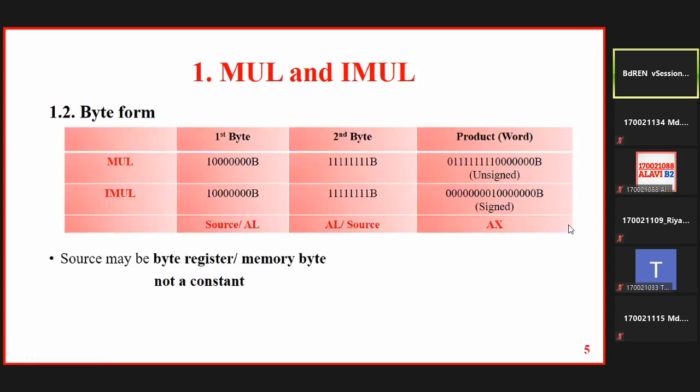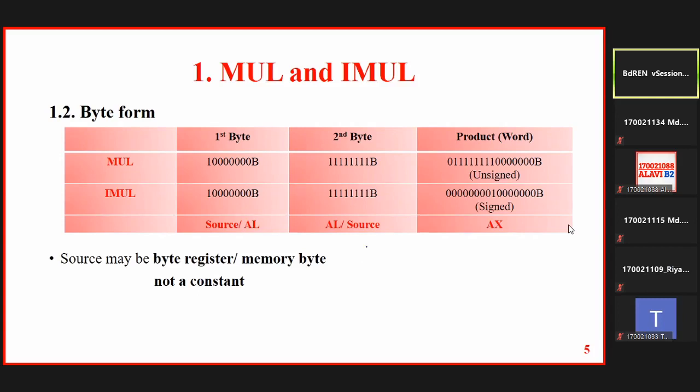Now, how do they work? Multiplication can work in byte form, or it can work in word form. In the byte case, we will be multiplying 8 bit and 8 bit, that means 1 byte and 1 byte. And in word form, it will be 2 bytes and 2 bytes, that means 16 bit and 16 bit. Is it okay?